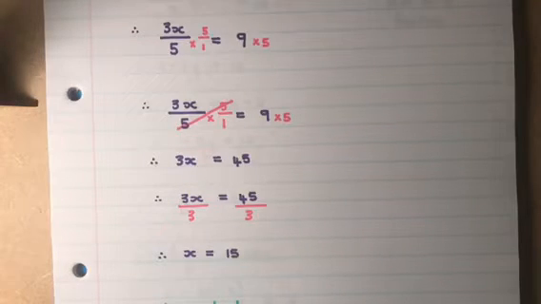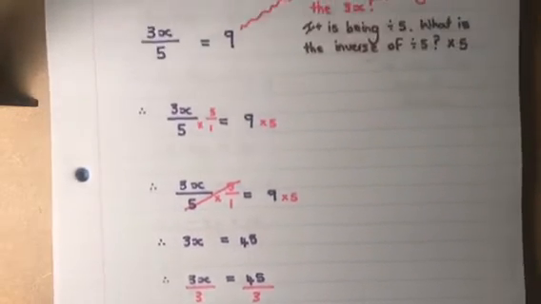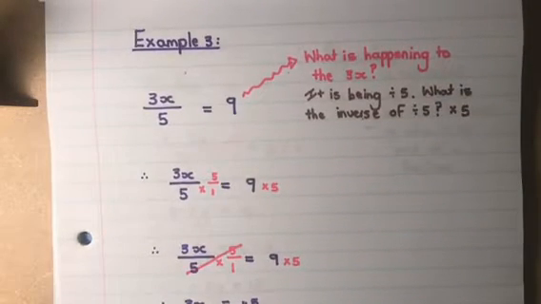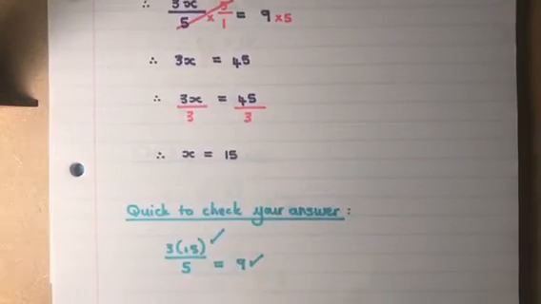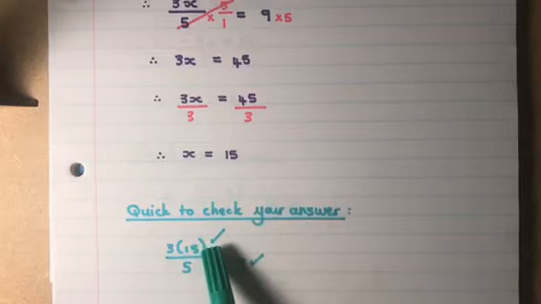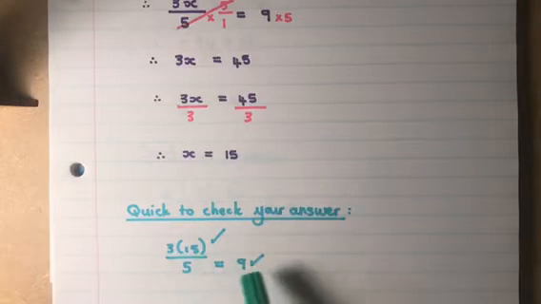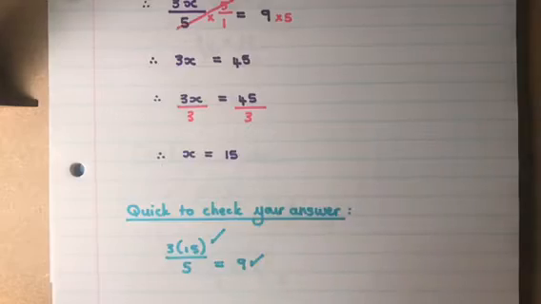Okay, with these short sums, it's so easy to check your answer. If you look at the original there, 3x over 5 must give you 9. So 3x we found as 15. If you replace the x with 15, 3 times 15 is 45. 45 divided by 5 does give you 9. So especially with these short sums, it's so easy just to quick check your answer.